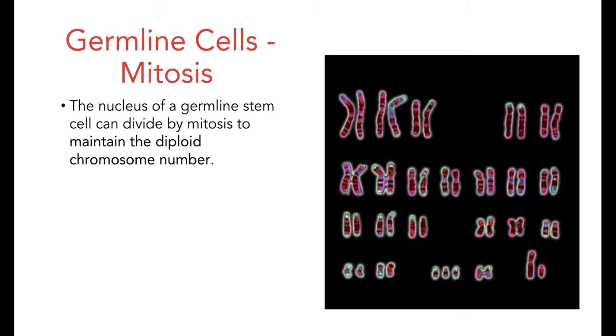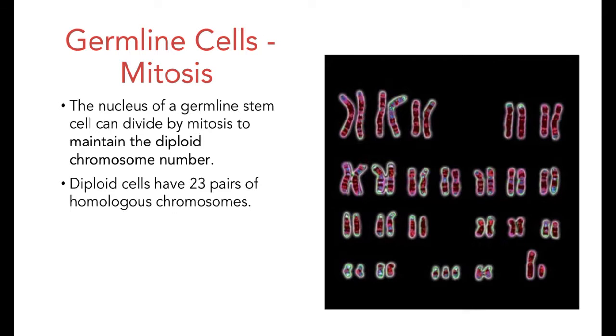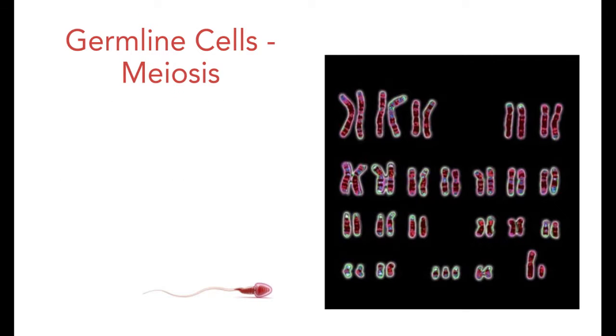So let's look at mitosis. The nucleus of a germline stem cell can divide by mitosis to maintain its diploid chromosome number. So this means if the germline stem cell divides, it makes two more identical germline stem cells, which is important so we don't run out of germline stem cells. It's diploid, so it has 23 pairs of these homologous chromosomes.